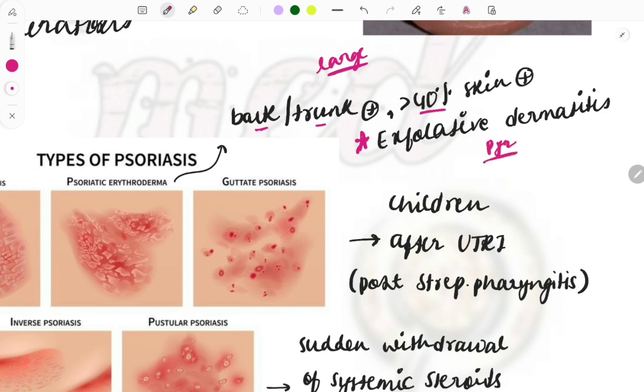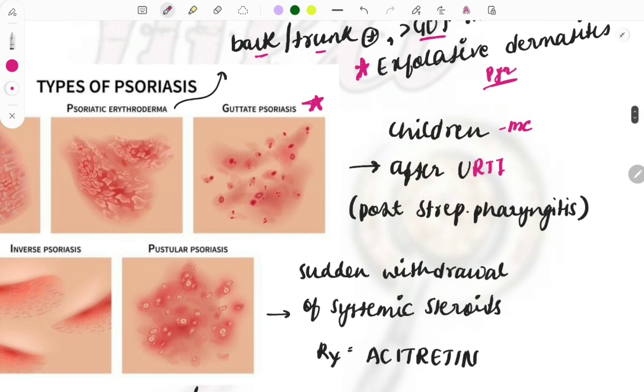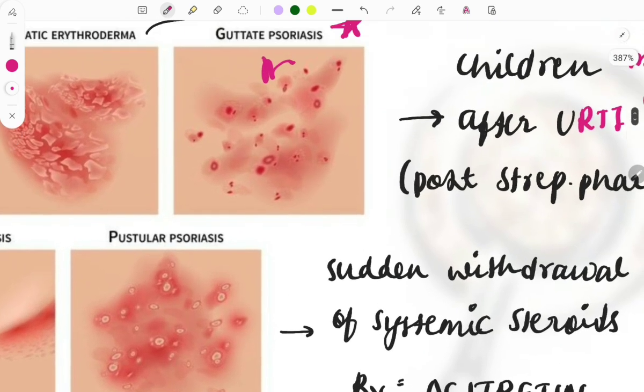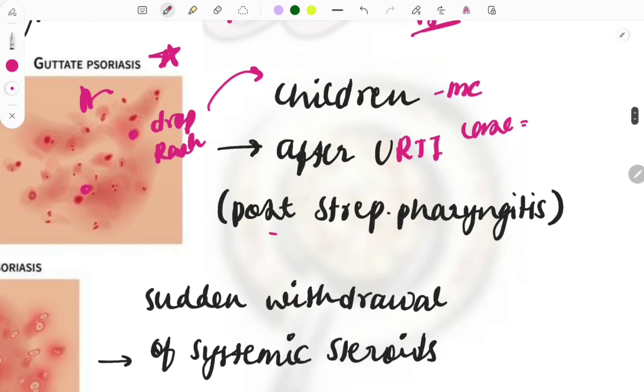Okay, then guttate psoriasis. This was also a PYQ, and guttate psoriasis is seen most commonly in children, mainly after an upper respiratory tract infection, and this can also be called post streptococcal pharyngitis. If a clinical case is described, they will definitely give the image of guttate psoriasis, and the important feature you need to look for in the image is the dew drop like appearance. मतलब drop जैसे features दिखेंगे, किसी भी part में drop like rashes दिखेंगी, children की history रहेगी, and this post streptococcal pharyngitis.